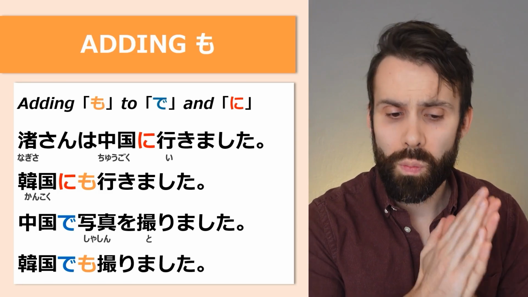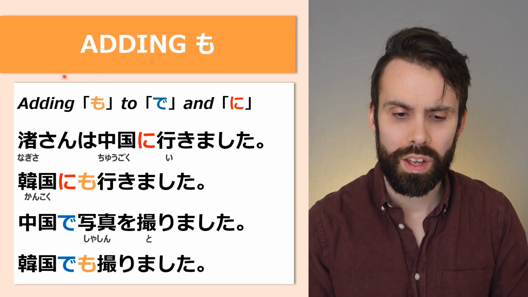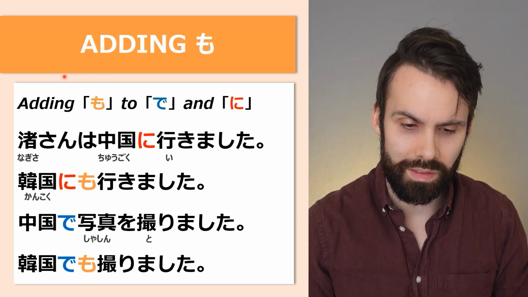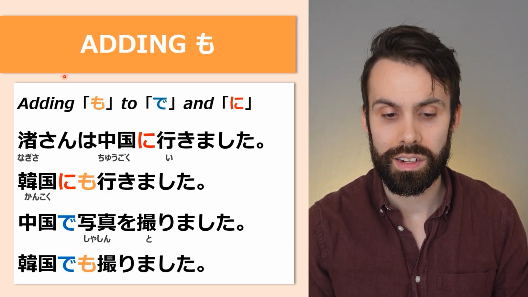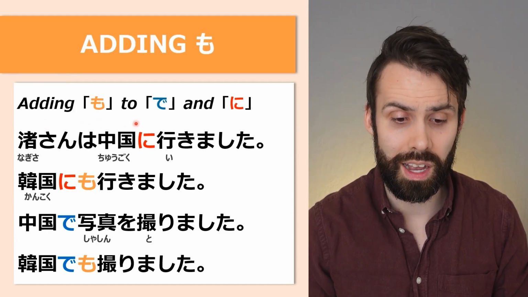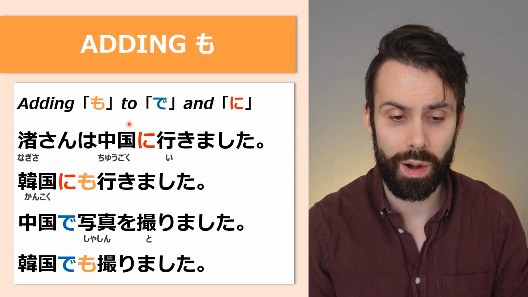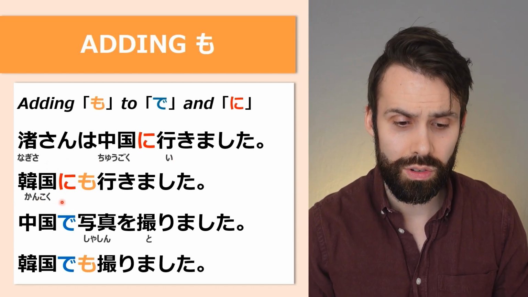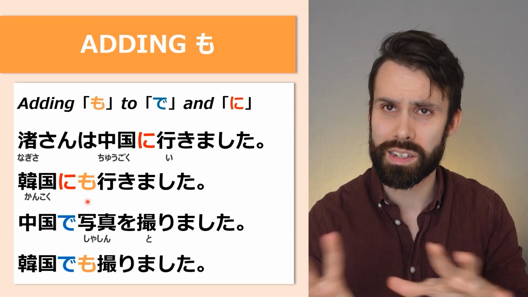However, if we are adding more to de and ni, if we are replacing de and ni with more, we actually have to add it to those particles. So, Nagisa-san は中国に行きました. So, Nagisa went to China. 韓国にも行きました. So, she also went to Korea. And here we are adding more to に. 韓国にも行きました. 中国で写真を撮りました. So here we have で. So at this place she did something.